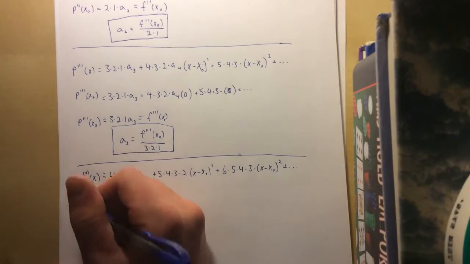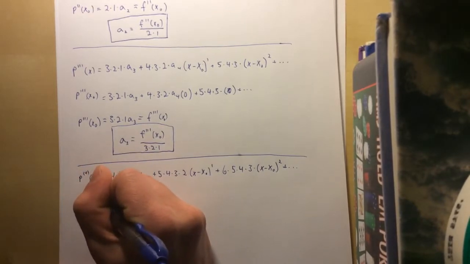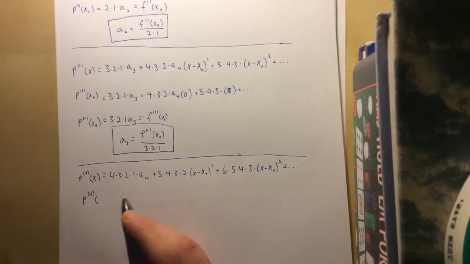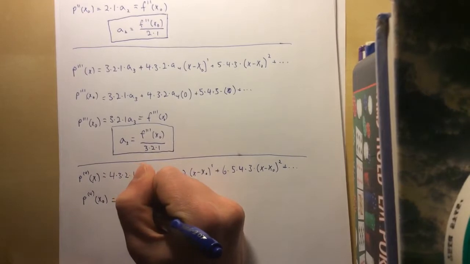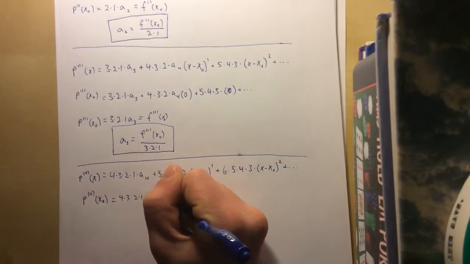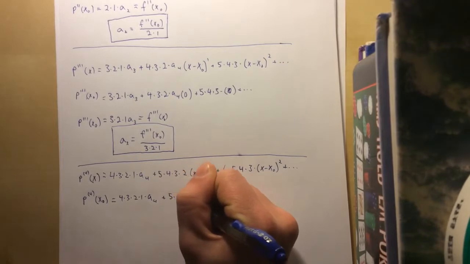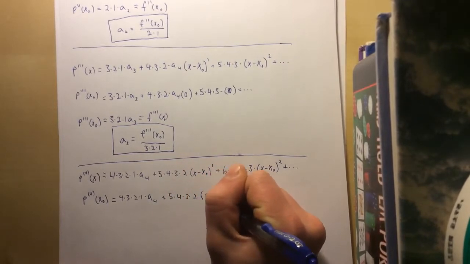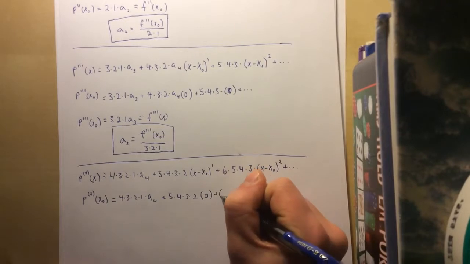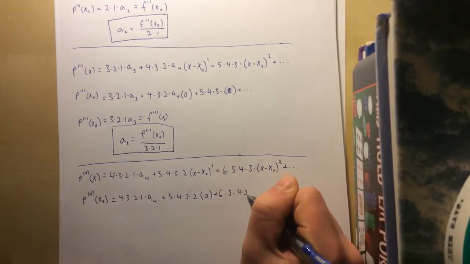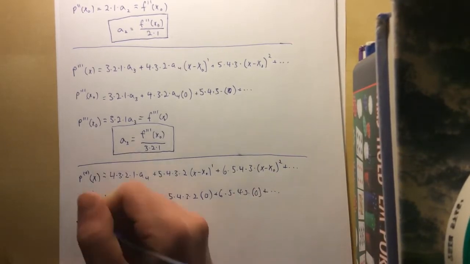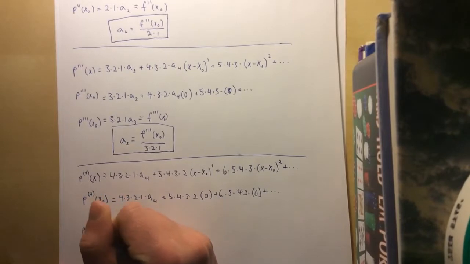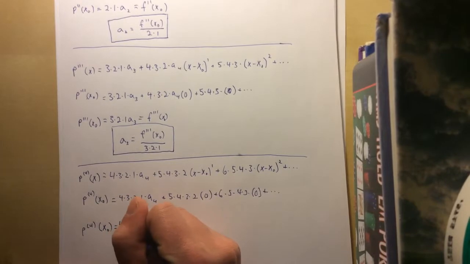And then notice again that the fourth derivative of p at x naught is equal to 4 times 3 times 2 times 1 times a sub 4 plus 5 times 4 times 3 times 2 times (x minus x naught). This will turn into 0, and so will this. So if we rewrite that, we just get this first term.